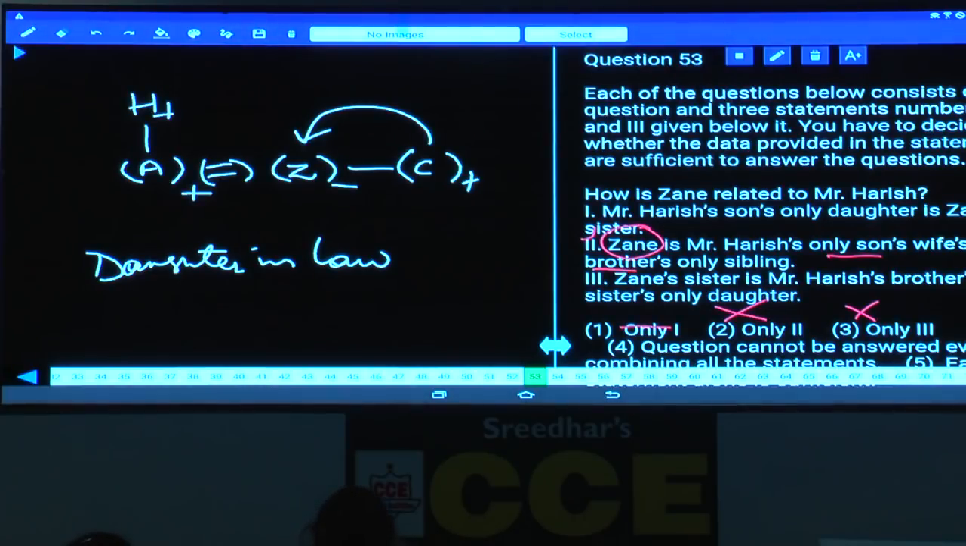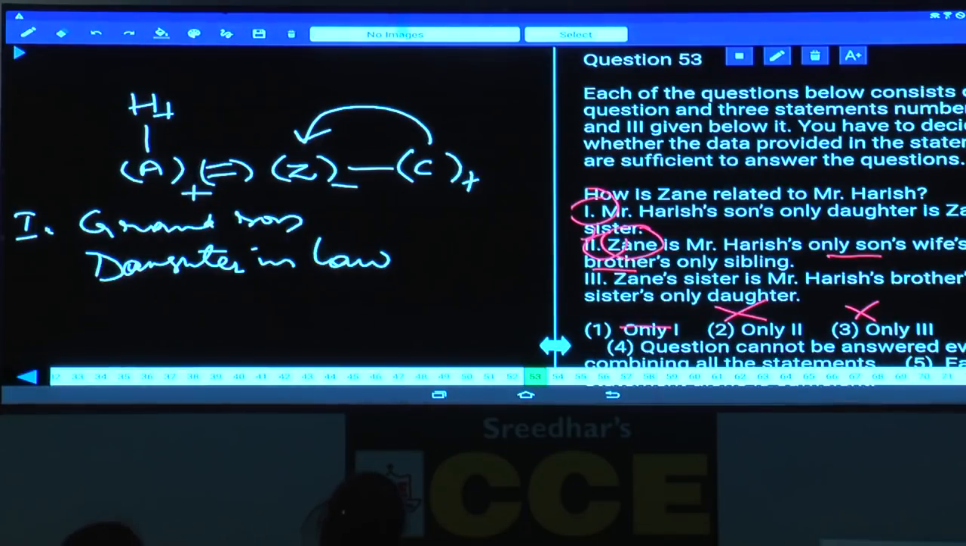Now in data sufficiency, from the beginning we are focusing on only one thing: we should always have a unique answer. With the help of condition number 1 alone, what is the answer we are getting? Grandson. And with the help of condition number 2 alone I got daughter-in-law. Can we have 2 different answers like this? One grandson, another daughter-in-law?